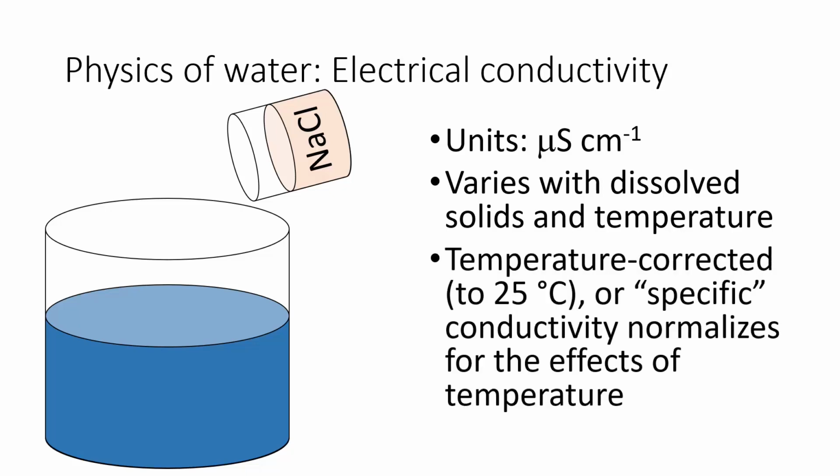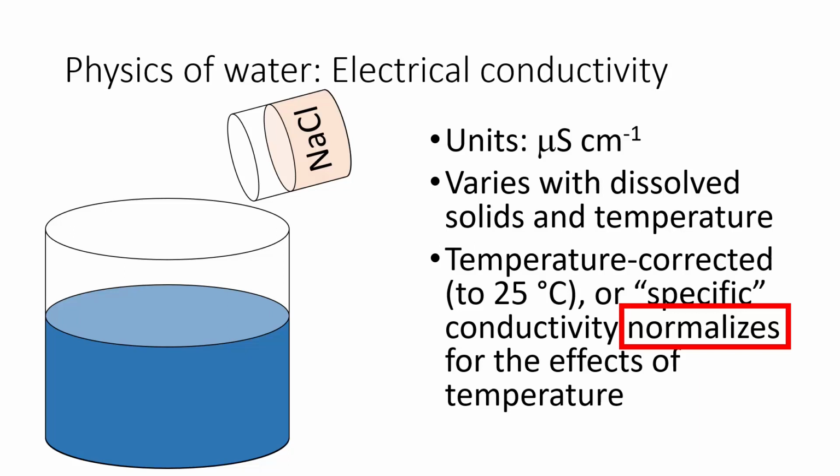Fortunately, the variation of conductivity with temperature is a pretty well-known relationship. So what we tend to do is normalize for temperature. So we have a temperature-corrected conductivity, or it's sometimes called the specific conductivity or specific conductance. And that means you are specific to the temperature that water is at. So the idea is you say, what would the conductivity of the water be if the water were at 25 degrees Celsius? What this does is it normalizes the variation in the conductivity to no longer be a function of the temperature. We've corrected for the effects of temperature.